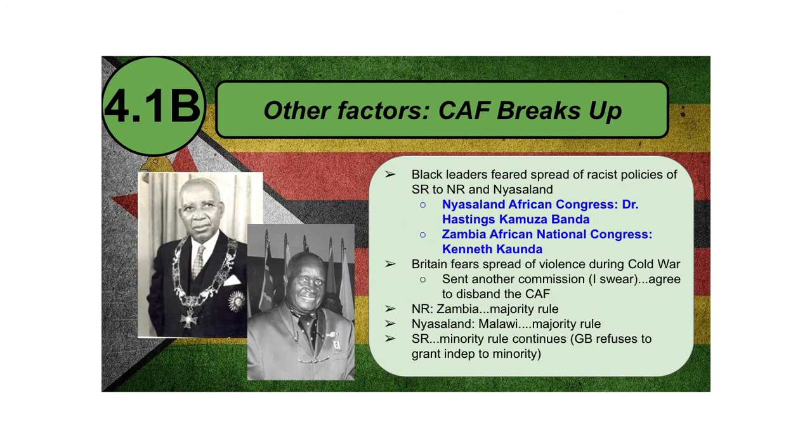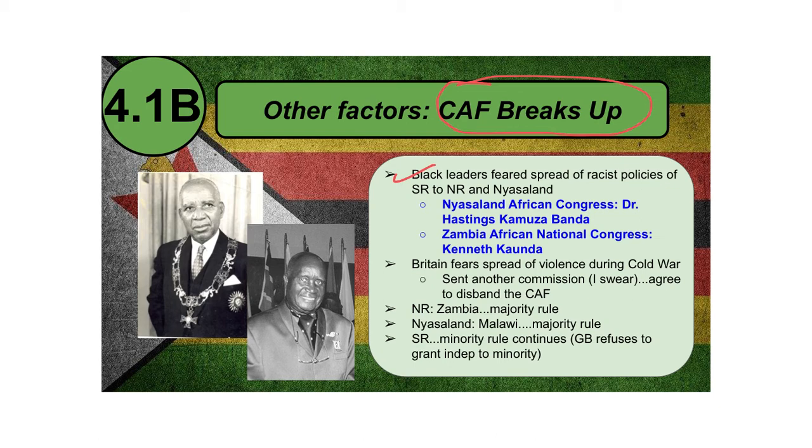Another aspect that influences the origins and rise of Zimbabwe's independence movement is the breakup of the Central African Federation, which was created earlier by the merging of the three colonies of Northern Rhodesia, Southern Rhodesia, and Nyasaland. Black leaders feared the spread of racist policies from Southern Rhodesia to Northern Rhodesia and Nyasaland. We've already established that. The black community in both Northern Rhodesia and Nyasaland was very fearful that those policies would spread to their areas.